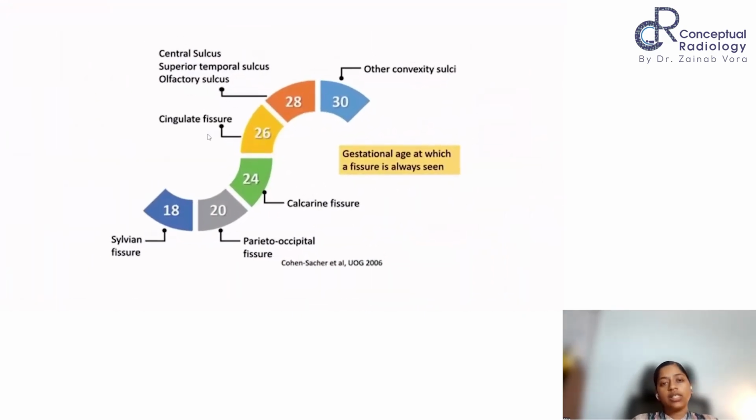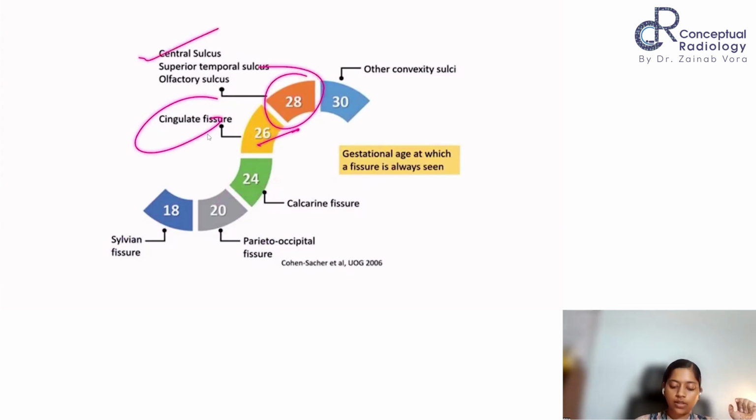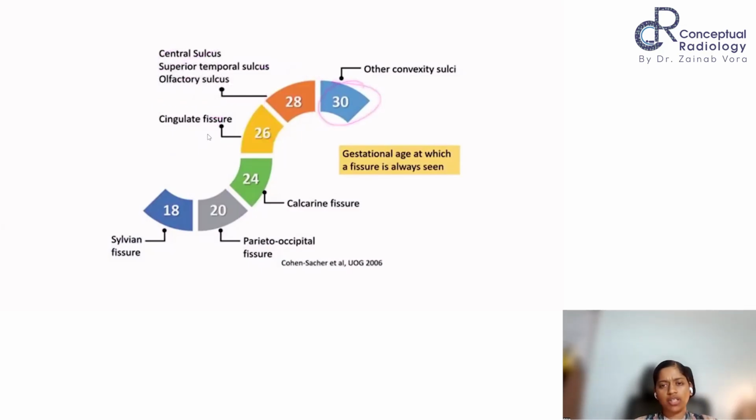So this is the image which is telling me at what gestation which sulcus should be present. At 18 weeks, Sylvian fissure; 20 weeks, parieto-occipital. So at level 2, we should see both. Then comes the calcarine fissure at 24 weeks, cingulate at 26. By 28, you should start seeing central sulcus, the temporal sulcus, olfactory sulcus. So in the transfrontal plane, you will look for olfactory sulcus as well. And then by 30, almost everything matures. So this is the cycle.